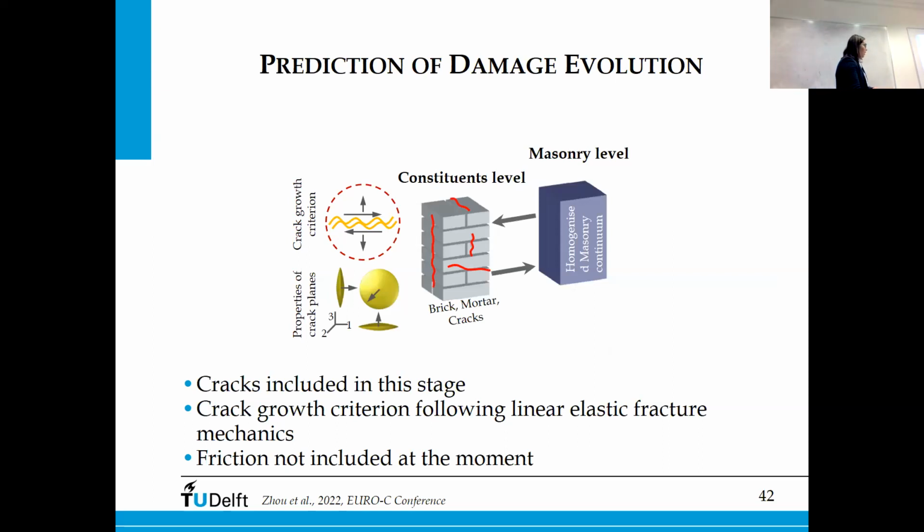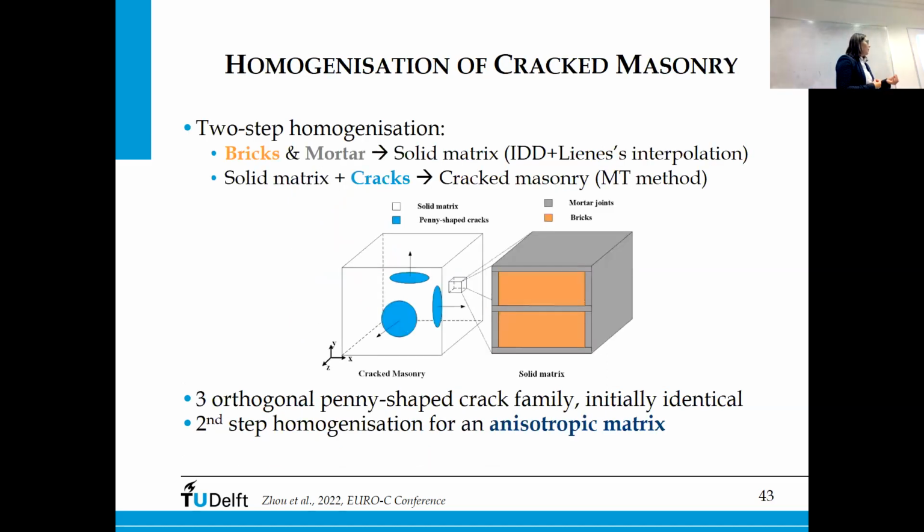But okay, then how do we couple this with cracking? So let's use the principle of linear fracture mechanics, and let's assume that we have cracks in our system. So we did that by using a two-step homogenization. First we used the previous method to homogenize brick and mortar. Then on top of this, we took a second step where we homogenized the cracks into the solid matrix.